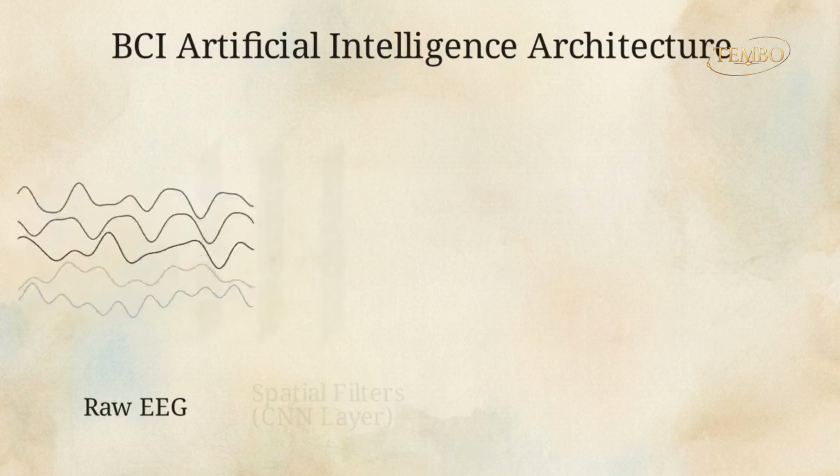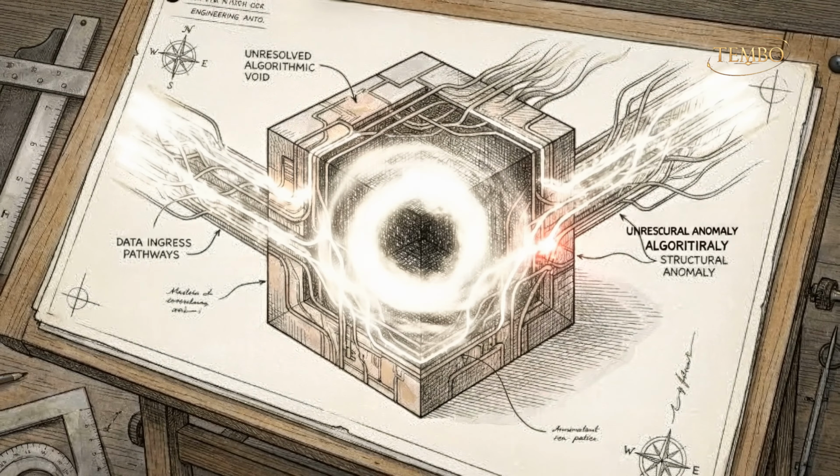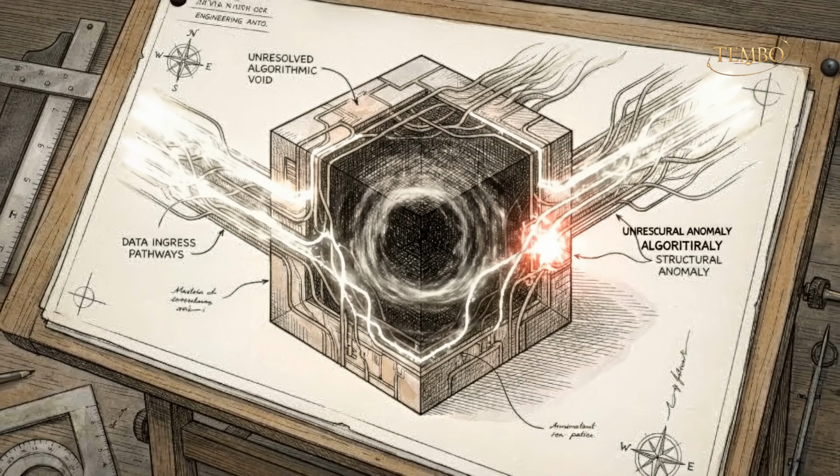To meet that timing constraint, developers compress these models so they can run on embedded processors in real time. This requirement for speed generates an algorithmic black box. The system functions, but developers cannot trace the logic the AI uses to interpret the brain.